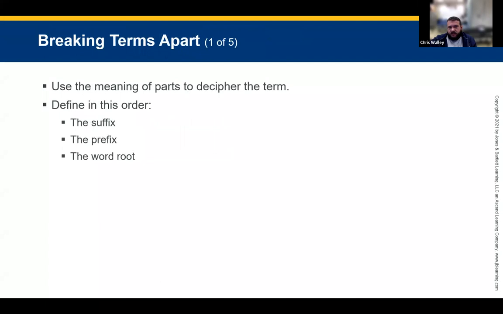Use the meaning of a part to describe the term. While trying to define a term, begin with the suffix and work backwards. If the term also contains a prefix, define the suffix, then the prefix, and then the word root. Here are some examples on the next page.